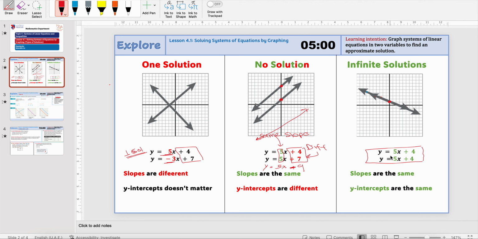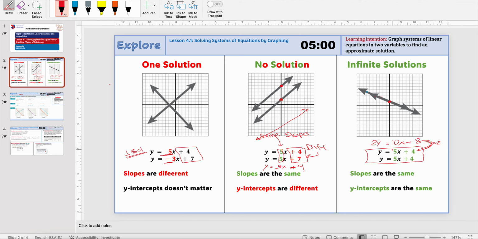Sometimes you will see some examples, maybe writing the same equation but doubled. For example, instead of y equals 5x plus 4, I can write it as 2y equals 10x plus 8. This is the same equation as this one. It's just doubled.